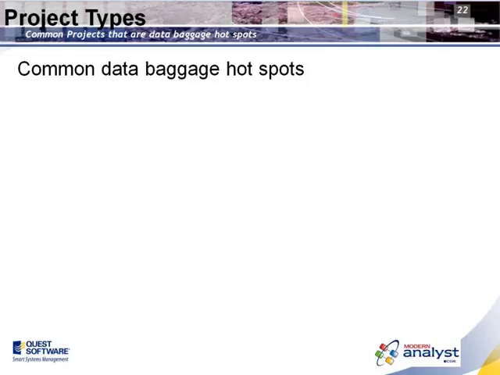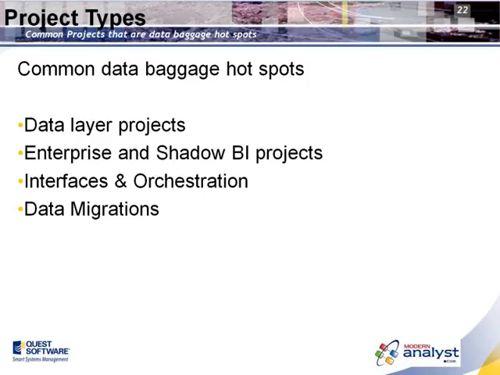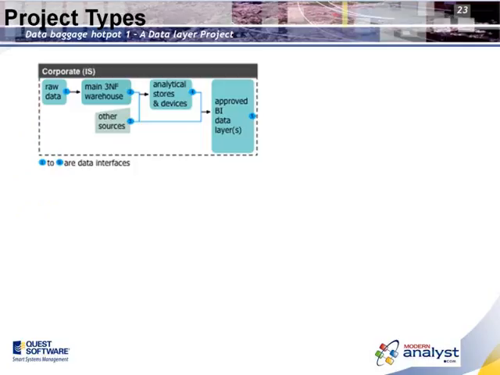So what are some common data baggage hotspots? Right, they're in the data layer projects. You have enterprise and BI shadow projects, interface and orchestration projects, and then you have data migration projects. I think here primarily a lot of people said they worked on interfaces and orchestration, which makes sense because that's mainly operational type of development. So let's have a look at some of the hotspots for the data layer projects.